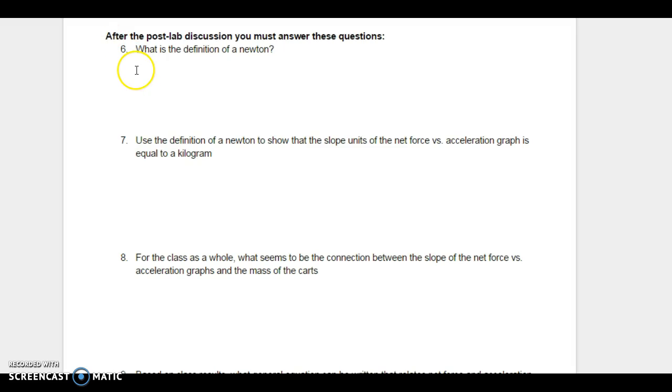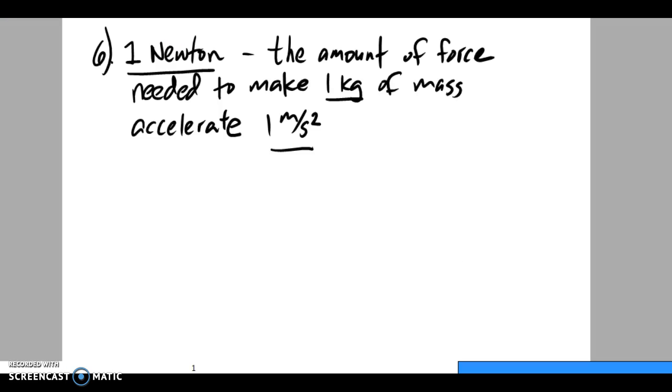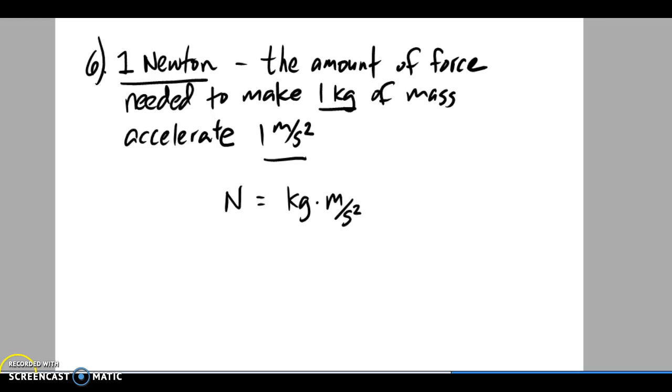What's the definition of a Newton? Here it is. 1 Newton is the amount of force needed to make 1 kilogram of mass accelerate 1 meter per second squared. A Newton is a kilogram times a meter per second squared. It is not a fundamental unit. It is comprised of other units. Kilogram times meter per second squared is a Newton.